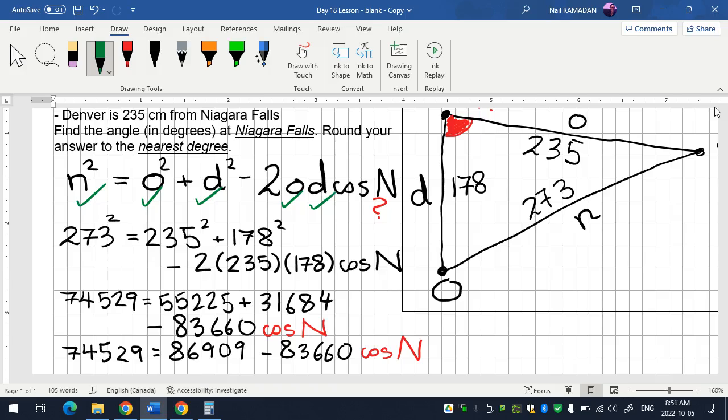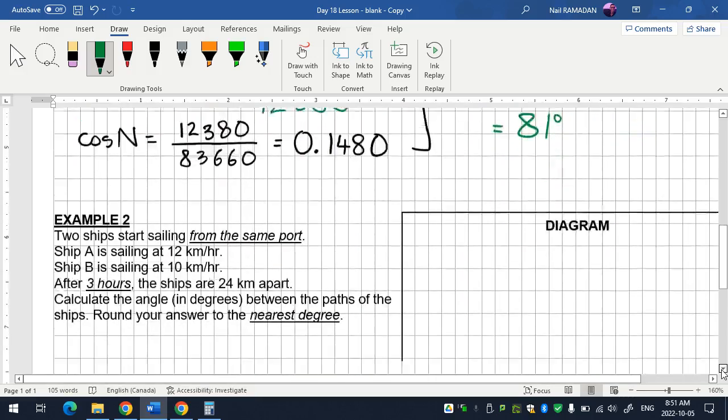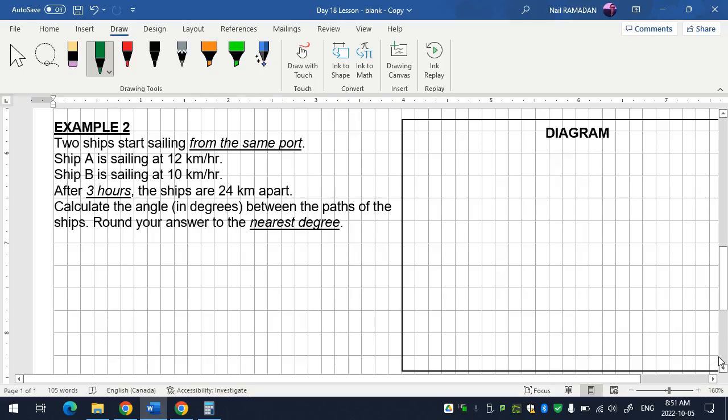Okay, awesome. So let's look at the second problem. The second problem is much more interesting than this. Okay, everyone, pencils down. Let's just think about this. Okay, eyes on me. So two ships start sailing in the sea from the same port. So do they start from the same spot? Yes, they do.